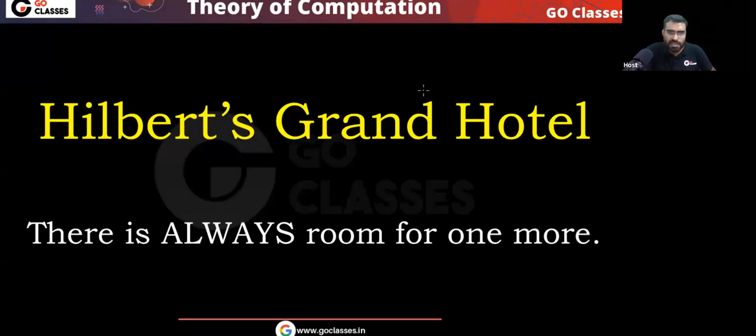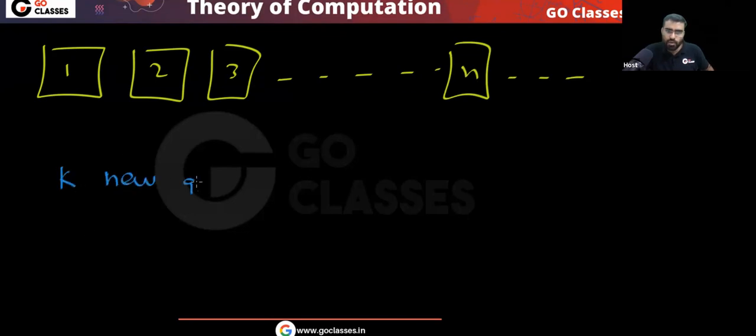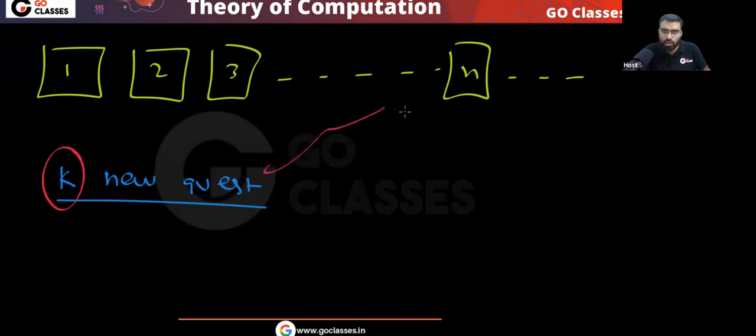Rohit is asking, why are we not putting them from the n plus 1th room? Because all the rooms are already occupied. See, Rohit is saying that, so for example, this is room number 1, room number 2, room number 3, and this is room number n and so on. Now, if some k new guests are coming, can you put them directly in the kth room? For example, if 100 new guests are coming, can you start putting them from the 100th room? No, in the 100th room there is already someone.